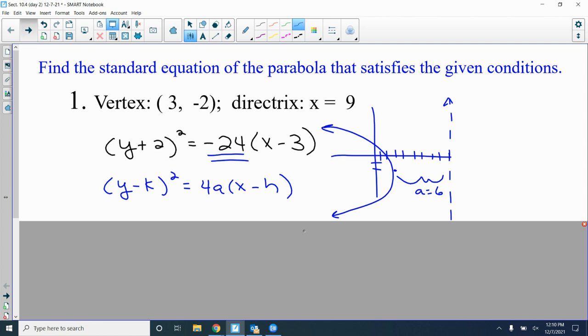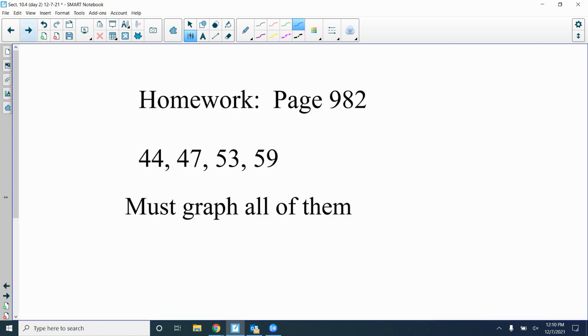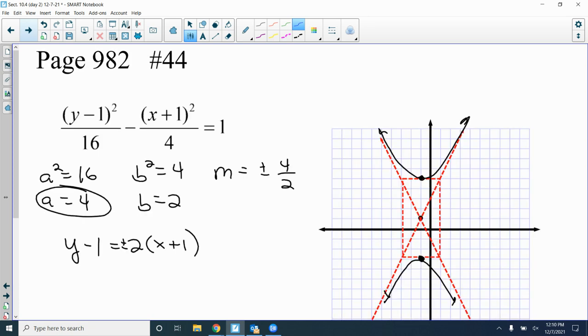Homework-wise, let's go over a couple. I asked you to check your answers there, from either earlier today or previously. I got a few of these up here. Not everything, but enough to get you started or to maybe answer a few questions. For 44, it's going to open vertically, up and down.